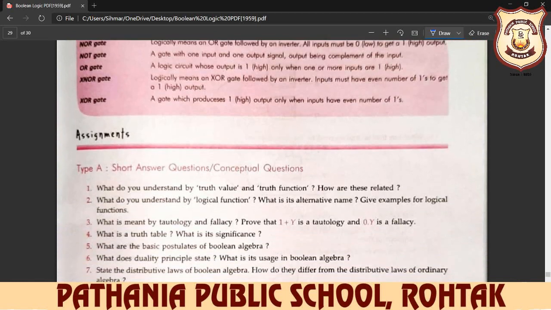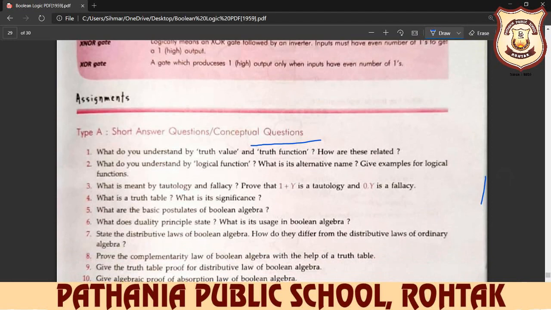Your next question is, what do you understand? Short answer type question, conceptual question. Now we read here. What do you understand by truth table and truth function? How are these related? Truth table is all the logical combinations. All the logical combinations are called your truth table. And truth table is your possible combinations, true and false combinations only. Next is, you do it, no problem.